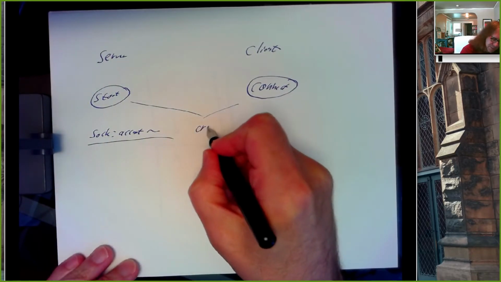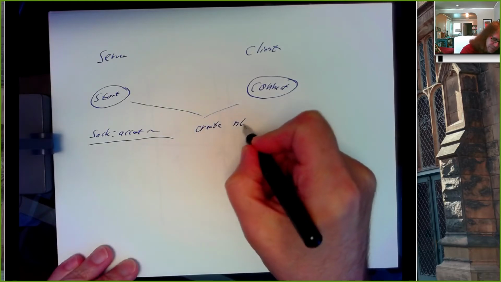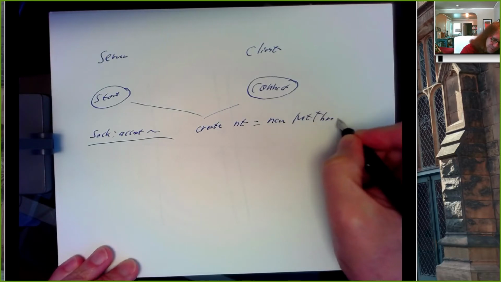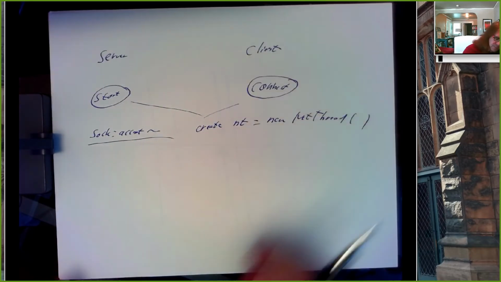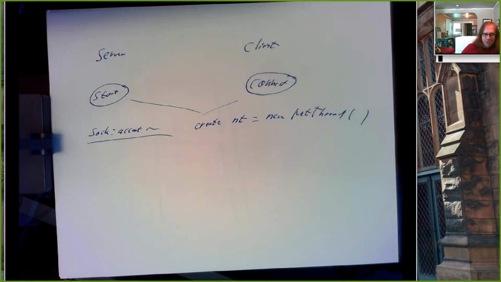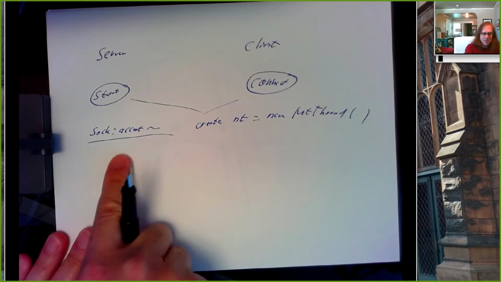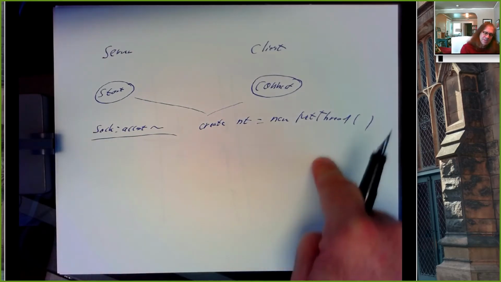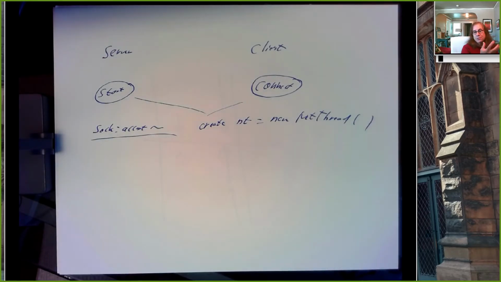So create NT, which is a new net thread. And when you construct that thread, maybe pass an argument to the constructor. Tell it whether it's the client or the server. If it's the server, go ahead and make a server socket and accept a connection. If it's the client, go ahead and try to connect to the local host that you've specified on your JPanel or your JFrame, and try to establish that connection.